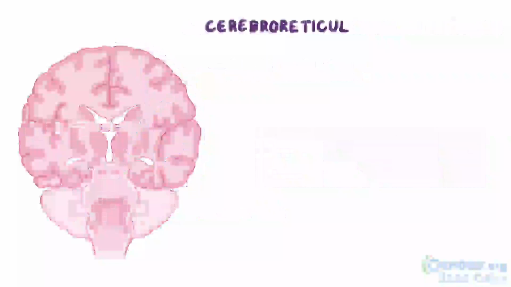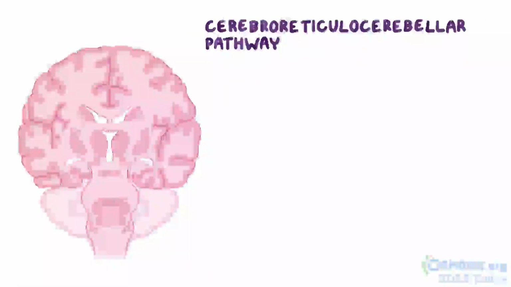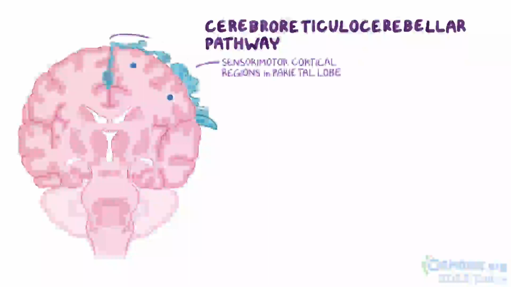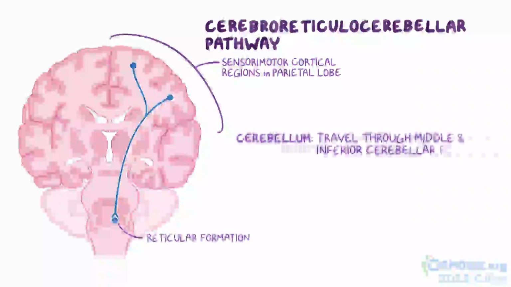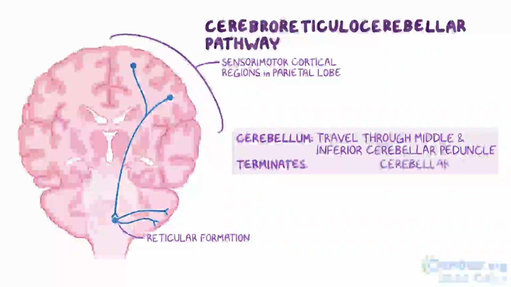The cerebro-reticulocerebellar pathway also arises from the cerebral cortex, however, mainly from the sensory and motor cortical regions associated with the parietal lobe. The axons descend in the same way as the previous two pathways and synapse with the nuclei of the reticular formation located in the pons and medulla. These fibers then travel through the middle and inferior cerebellar peduncles to terminate in the cerebellar hemisphere of the ipsilateral side.